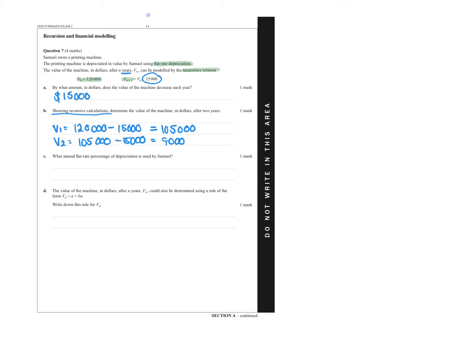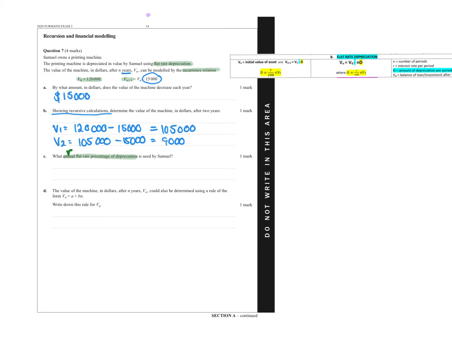Okay, so the next question is, what is the annual flat rate percentage of depreciation? So when they say annual flat rate, this is obviously per annum, and we often see it in our formulas as little r. So I'm going to go and get the flat rate formula off my summary sheet. Okay, so here I can see you found the flat rate formulas, and I want the little r. So I can see there's little r in that formula there. So D equals little r over 100 times V0.